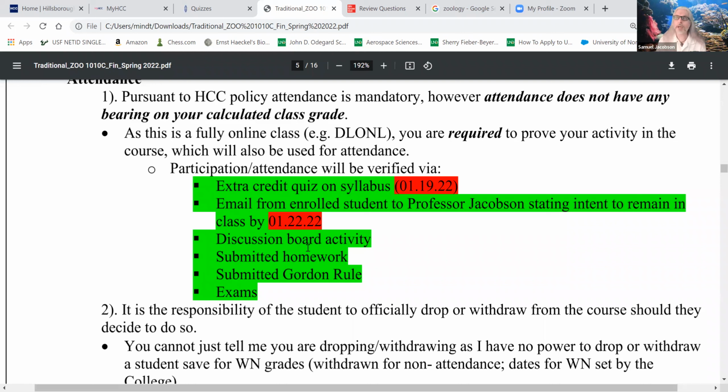USF has almost the same thing. Last time I was dealing with USF, I taught up there back in the day. They had a first day drop policy. If you didn't attend on the very first day, you are dropped from the class, no questions asked. HCC is not quite like that, but we have ways of doing things.